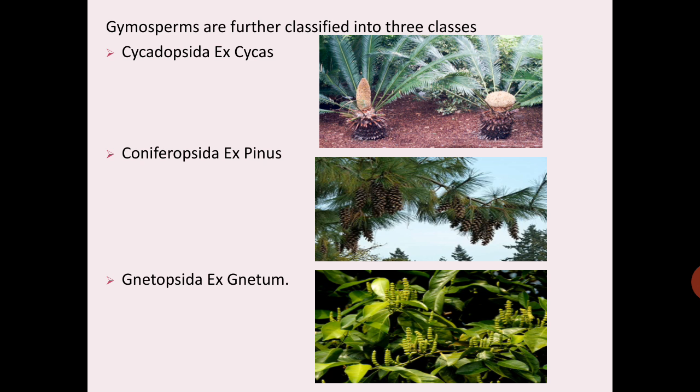Gymnosperms are further classified into three classes. Cycadopsida, example Cycas, where you can see a male and a female plant. Next, Coniferopsida, example Pinus, where the leaves are needle-like. Pinus is a tall cone-shaped tree. Gnetopsida, example Gnetum. So gymnosperms are classified into three classes: Cycadopsida, Coniferopsida and Gnetopsida.